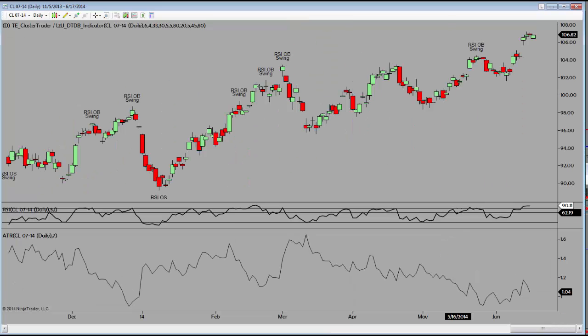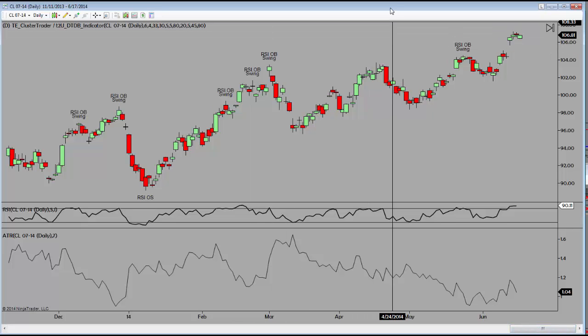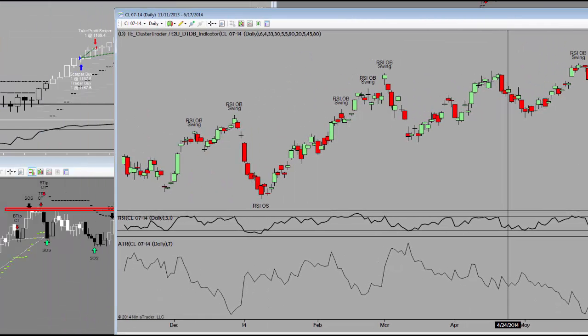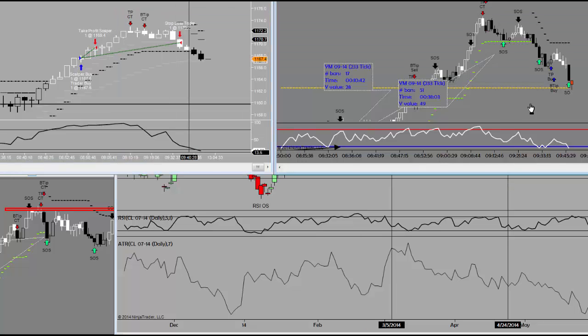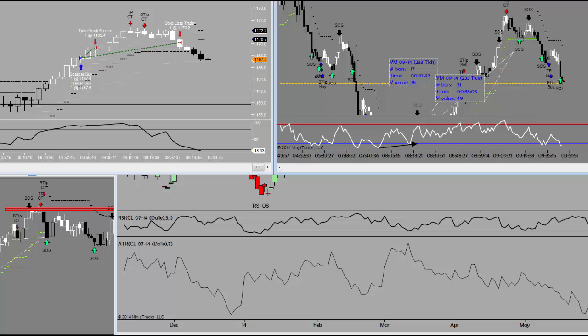Crude oil, nice pop right there, 1.6. Again, $10, so $1,600. Now we're down to $1 a day in crude. $1,000. Okay, let's come back up here top right.